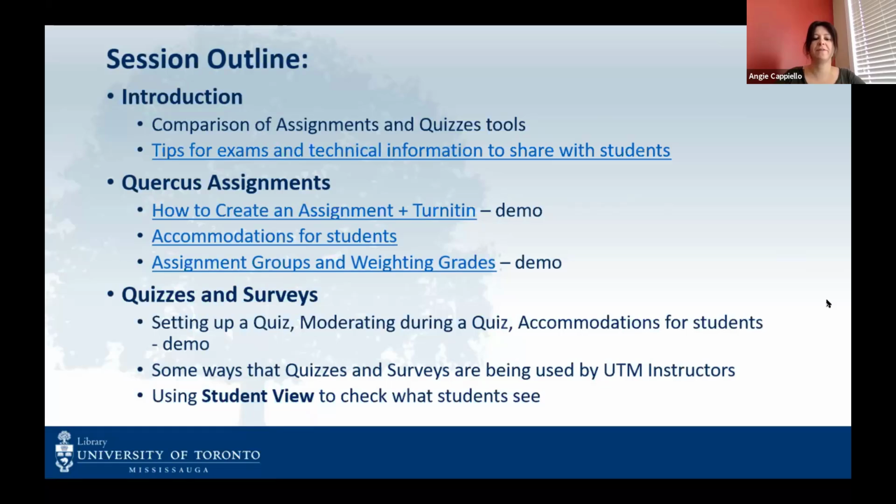And we just have a session outline, and it is basically we're going to be comparing the assignments and quizzes tools. And we're going to be talking about tips for exams and what technical info you should be sharing with your students. We're going to look at how to create an assignment with and without Turnitin. We're going to talk about how to enable accommodations for students in Quercus. And we're also going to look at assignment groups and weighting grades.